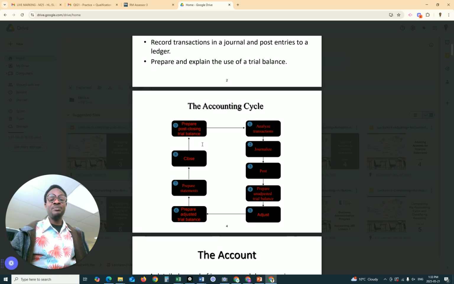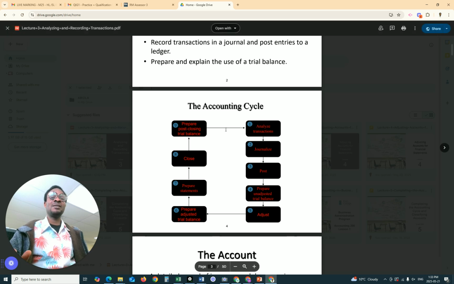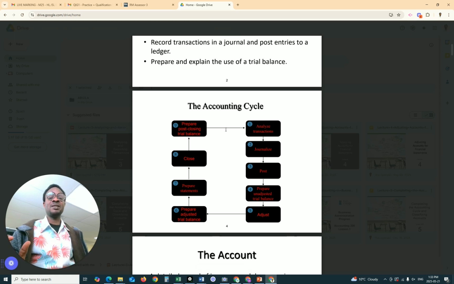When you are able to prepare your financial statements, in the very last episode where we talked about the content of financial statements, we looked at the cash flow statement, financial position, the income statement, and the statement of changes in equity. So these are the statements that will be prepared after the trial balance has been adjusted and ready.